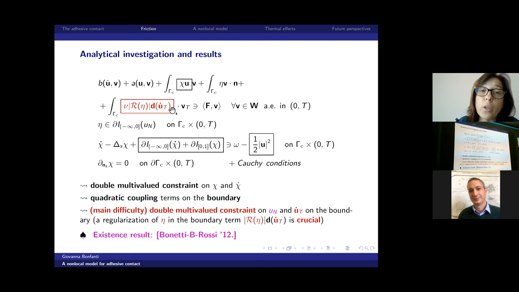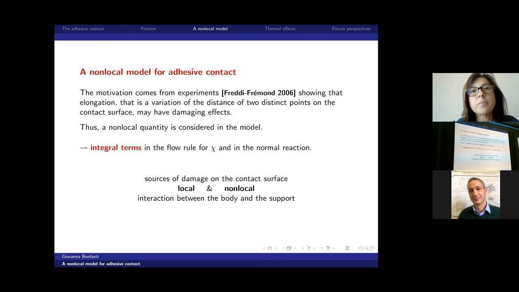This is the model which takes into account also the friction, okay? And also for this kind of problem, we can obtain results. So two words about a new contribution, in the sense that we consider here a non-local model for adhesive contact.